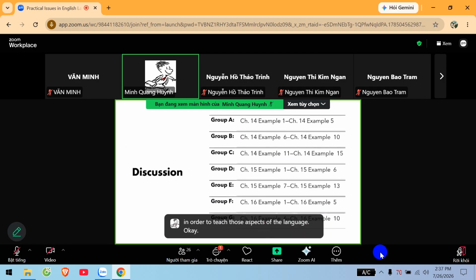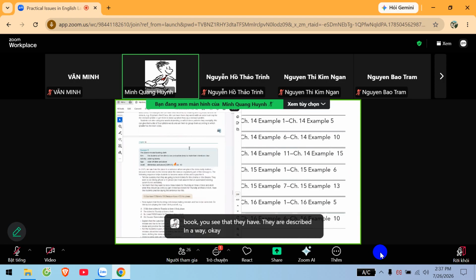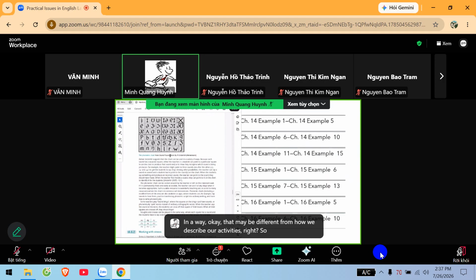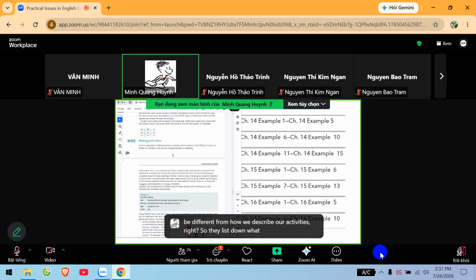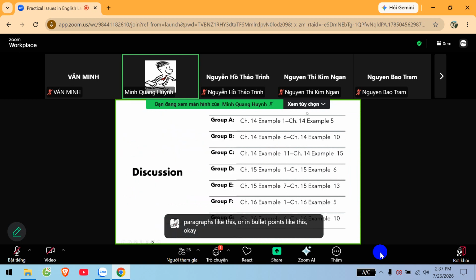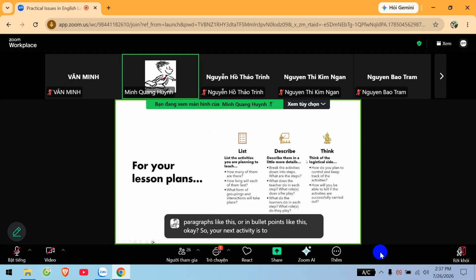When you look at the activities in the book, you see that they are described in a way that may be different from how we describe our activities. They list what the teacher does or what the students do in paragraphs like this or in bullet points like this. So your next activity is to think about what you would do for your lesson plan.